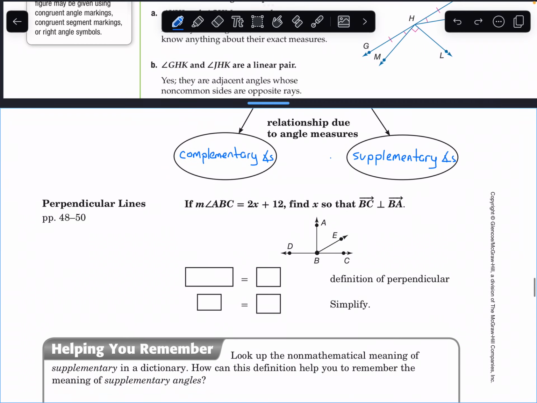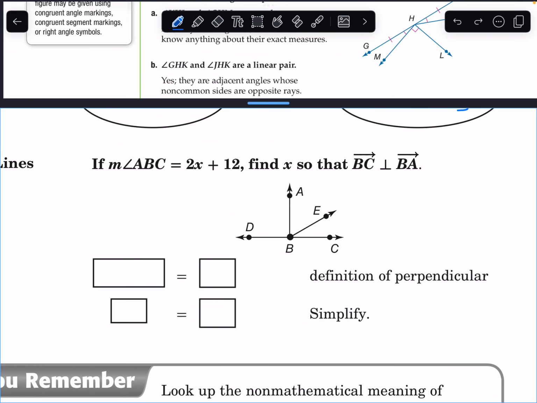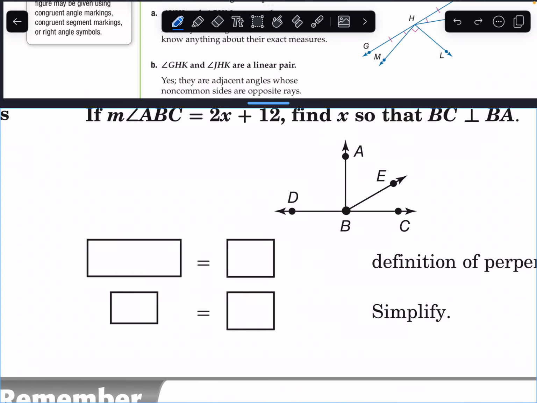Okay, how about perpendicular lines? If the measure of angle ABC equals 2x plus 12, ABC, so this one here is 2x plus 12, find x so that ray BC is perpendicular to ray BA. If they are perpendicular, what does that mean?